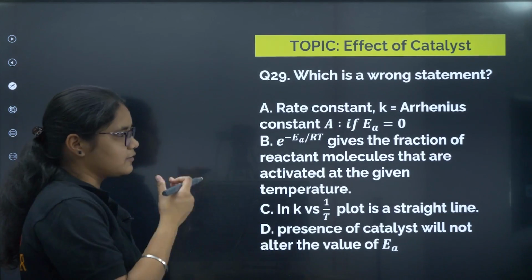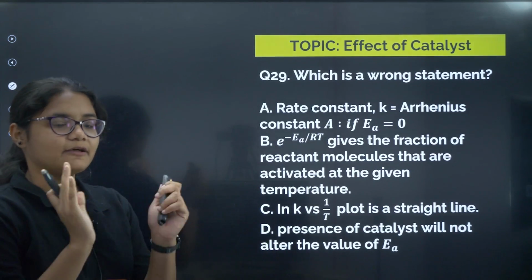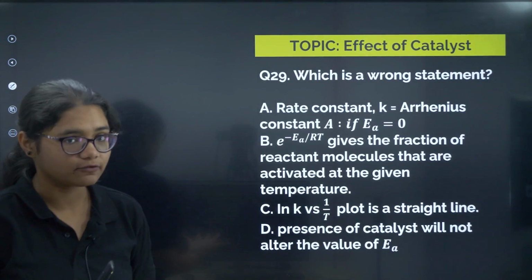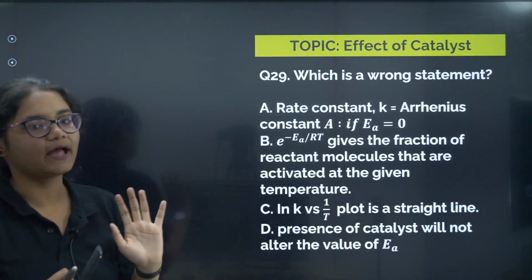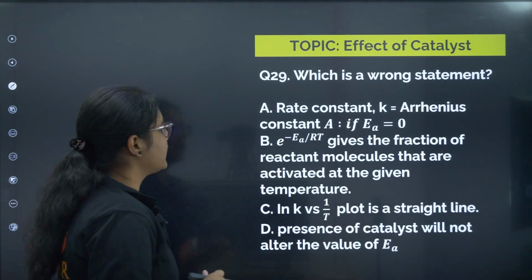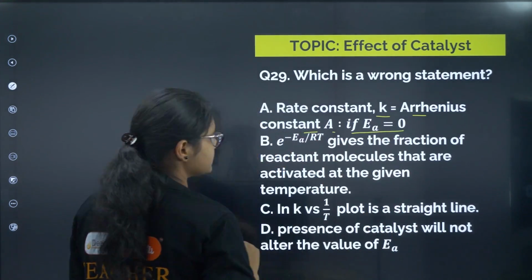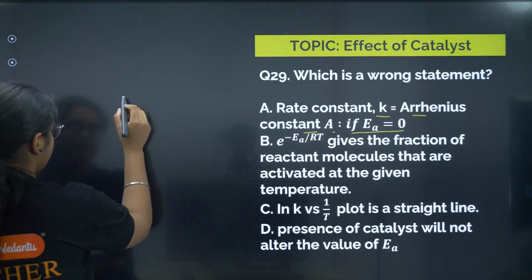Again, on the basis of effect of catalyst, I have told you in the effect of catalyst, you should know what a catalyst does. It increases the rate of the reaction by decreasing the activation energy. So rate constant K is equal to Arrhenius constant A if Ea is equal to 0. Okay, this is also an important statement.